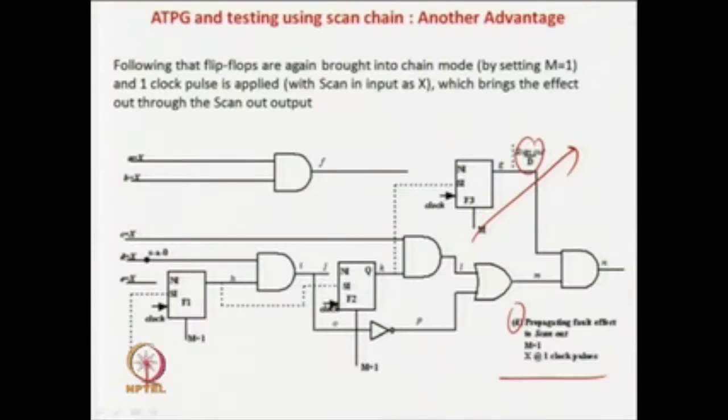Now, you go to M0, that is the normal mode, and you apply a clock pulse. So, your fault effect will be recorded at the output of the flip flop which was the nearest flip flop selected. So that was done. Your flip flop value was selected over here. Now, what do you have to do?